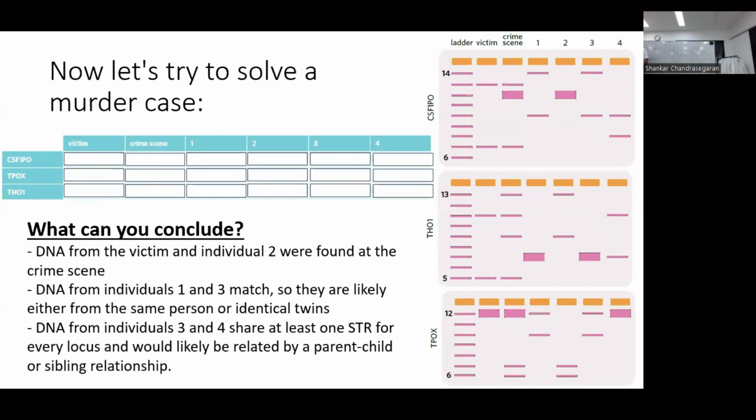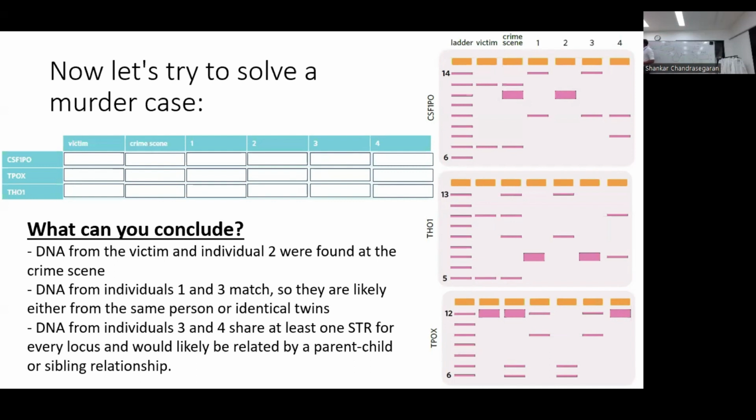And then we can also make other conclusions. For example, if you look at individual 1 and individual 3, for all the STRs they have a very high similarity. Only for one of them there's a little bit of a difference, but otherwise, actually for all 3 of them, they're very much similar. So you can say that they're either identical twins or they're the same person. That's one conclusion you can make.